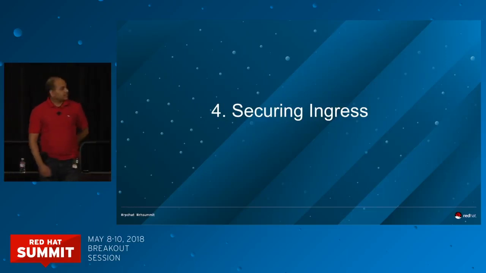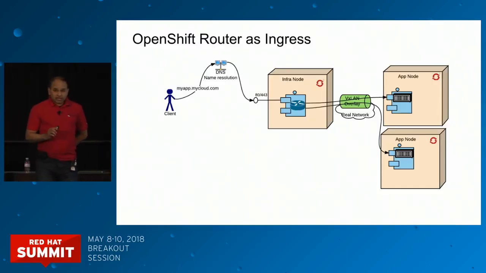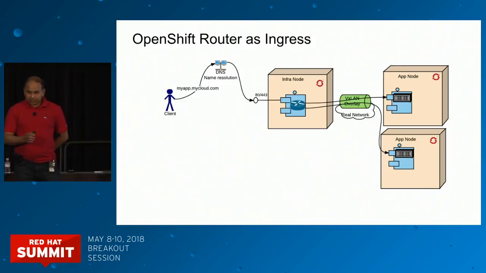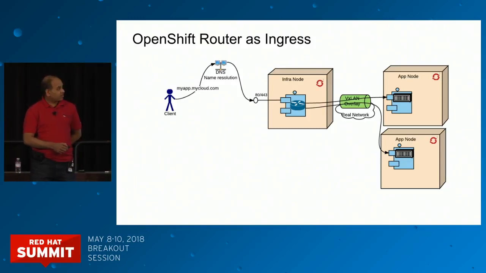Now let's come to ingress. If you have used OpenShift, you all know about the OpenShift router. How does it work? Very quickly. You set up the OpenShift router on one of the nodes. Typically, we set up an infrastructure node on which the router runs. The OpenShift router is an HAProxy load balancer. It runs as a pod.